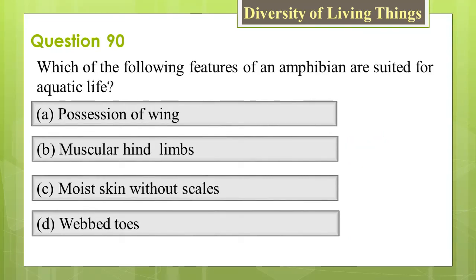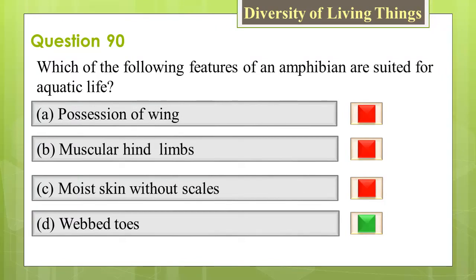Question 90. Which of the following features of amphibians are suited for aquatic life? A. Possession of wings. B. Muscular hind limbs. C. Moist skin without scales. D. Webbed toes. Which one of the following alternatives is the best alternative? The best alternative is D. Webbed toes.